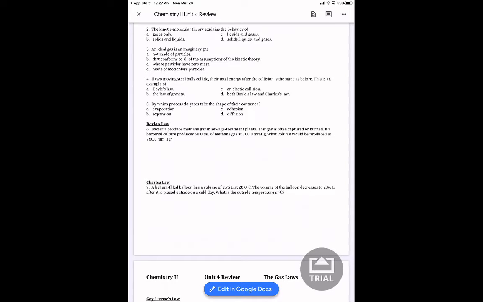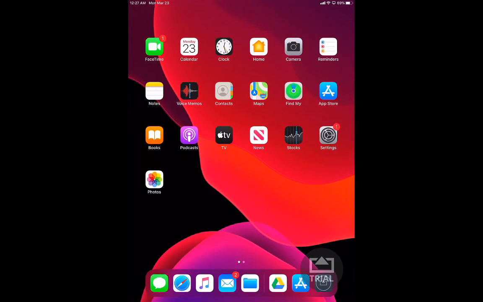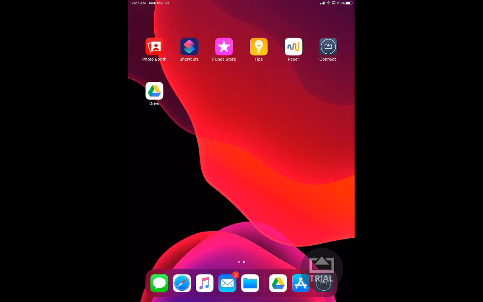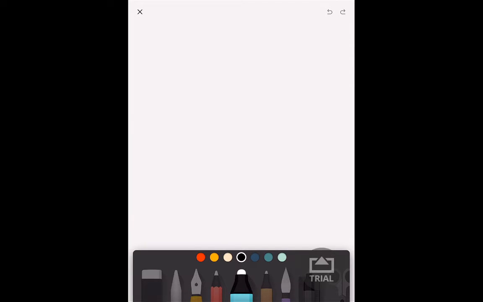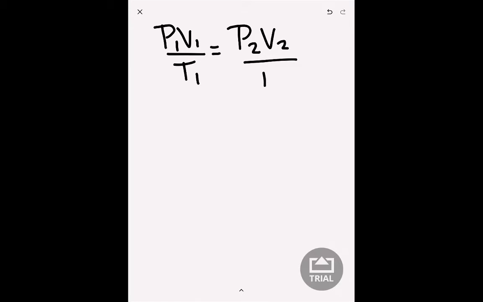Okay, so what I'm going to do is go out of this. That is my Google Drive app, and I'm going to go into my paper app. This paper app will let me write on the screen. So this is Boyle's Law, but remember, we don't even have to use Boyle's Law. We can just use the combined gas law. So P1V1 over T1 equals P2V2 over T2.